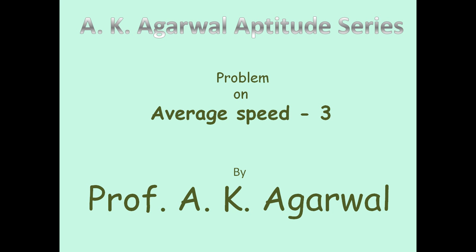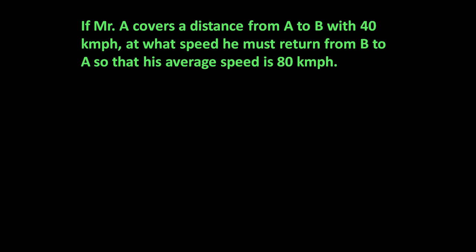Agarwal Aptitude Series. Friends, in this session we are going to learn a technique for solving a problem on average speed. Here the given problem is, if Mr. A covers a distance from A to B with 40 km per hour, at what speed he must return from B to A so that his average speed is 80 km per hour? Means he is going A to B with 40 km per hour, and at what speed he must return from B to A so that his average speed is 80 km per hour.